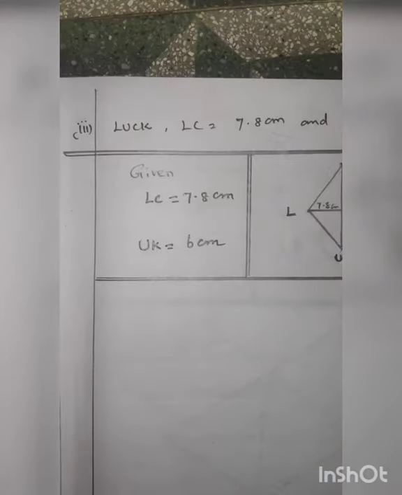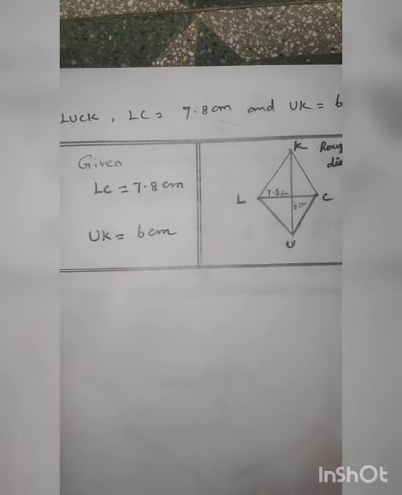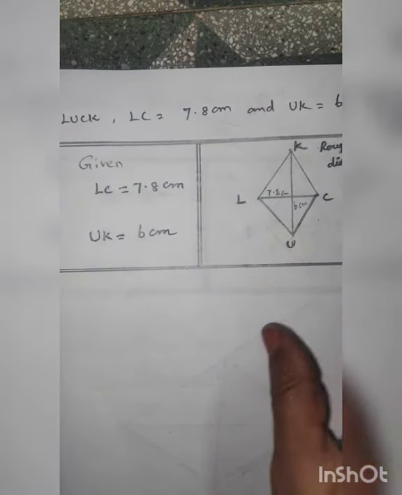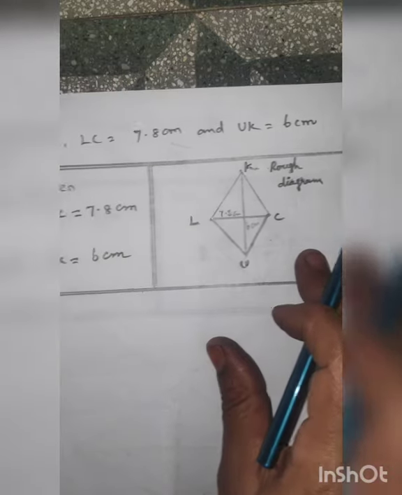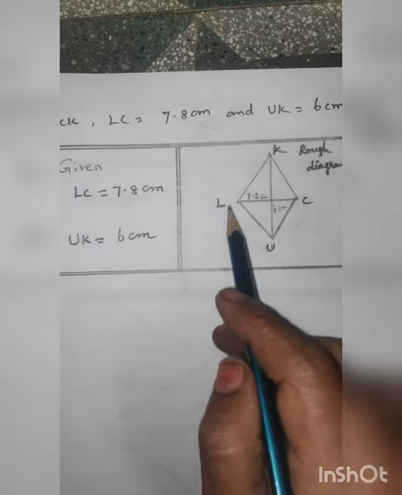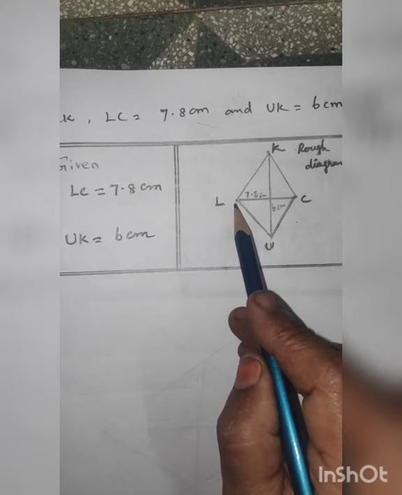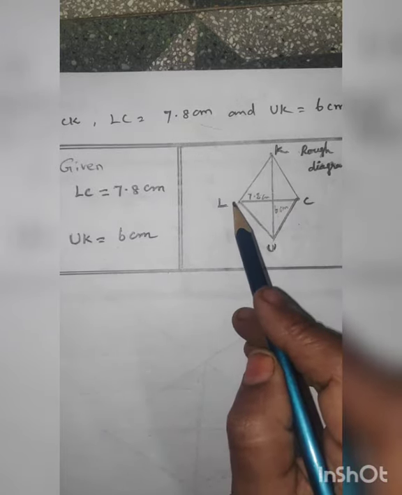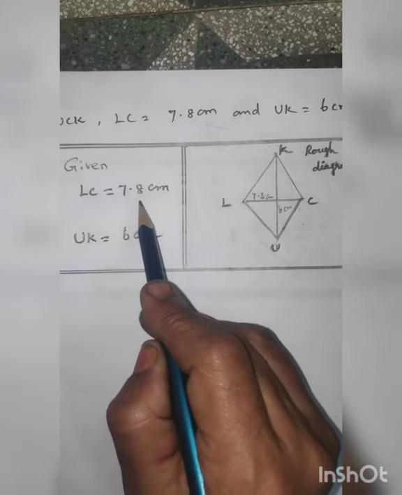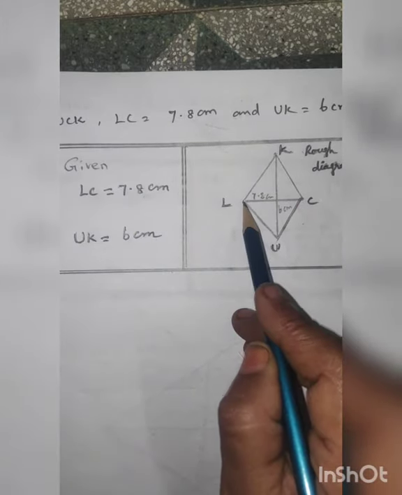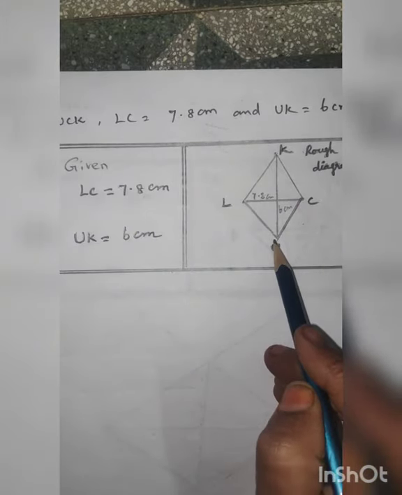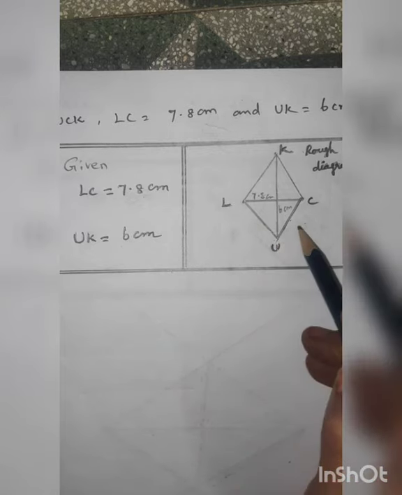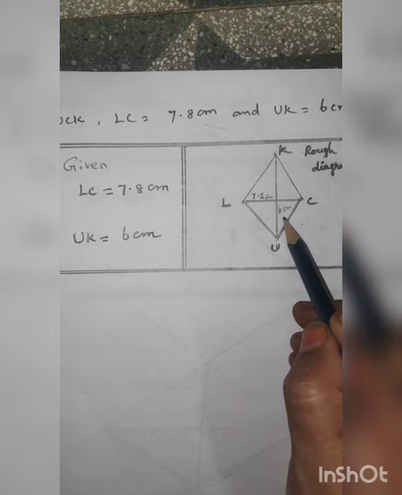Now the third sum, LUCK. LC equal to 7.8 centimeter and UK equal to 6 centimeter. These are the given values. Draw one rhombus LUCK. Now how do we draw the rough diagram? The diagonals are given. So first draw LC as 7.8 centimeter. The next letter after L is U, so U is down. Join LUCK. UK value equal to 6 centimeter.